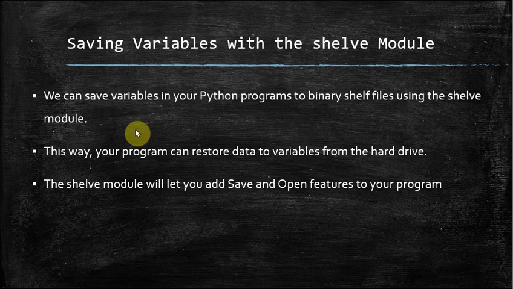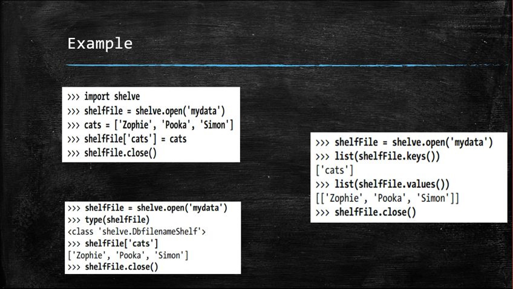So that is what they're saying. This way your program can restore the data to variables from the hard drive. Whenever you want, you can restore that particular data. The shelf module will let you add save as and open features to your program. Whenever you want to store any data, you can use this shelf module, and it can be stored in your hard drive.